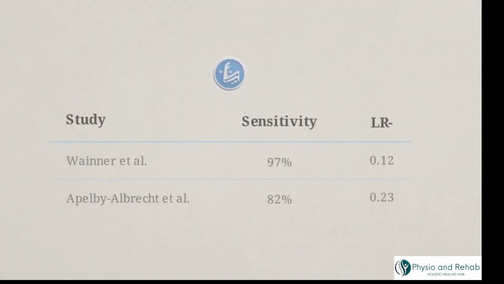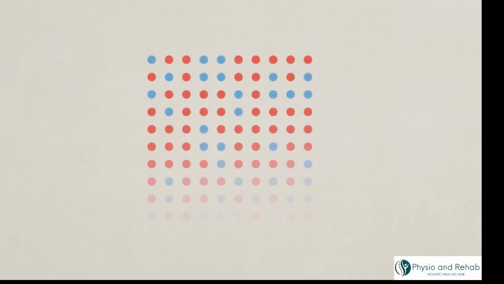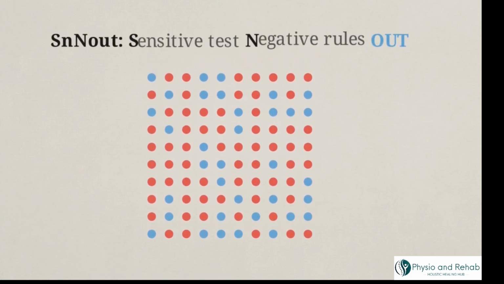This data table illustrates the clinical power of that tension vector. Multiple studies demonstrate that ULNT1 possesses exceptionally high sensitivity, reaching up to 97% in the Wiener clinical prediction rule. Sensitivity measures the probability that the test will return a positive result when a patient truly has cervical radicular syndrome. This yields the diagnostic heuristic, SNOUT.